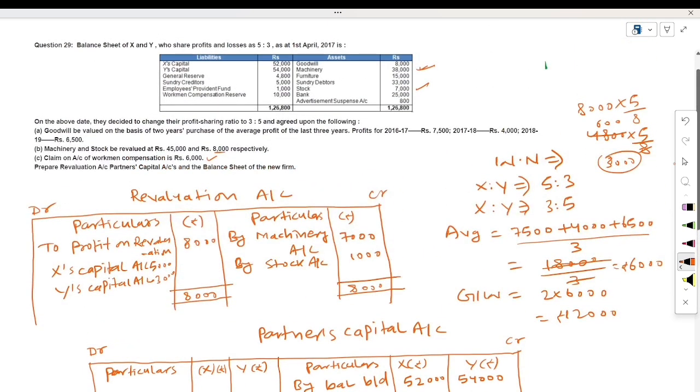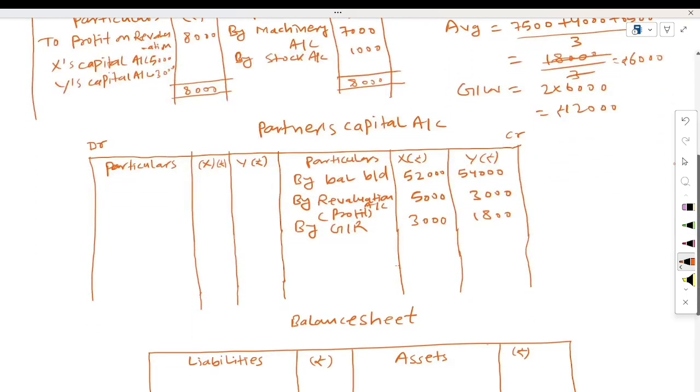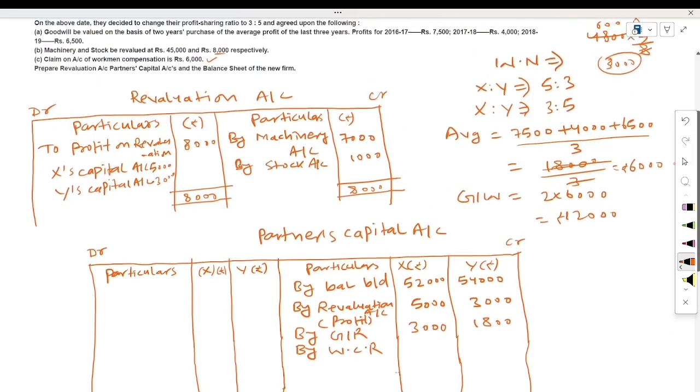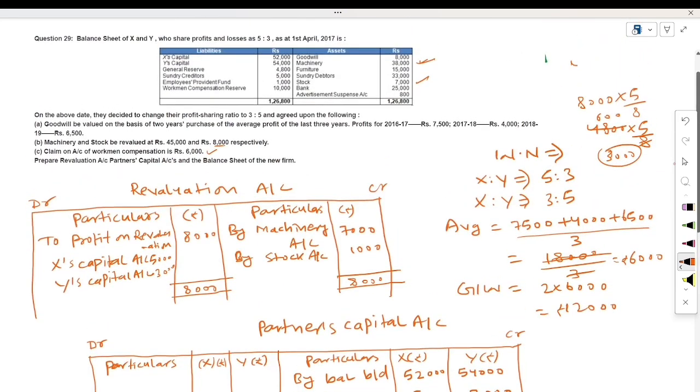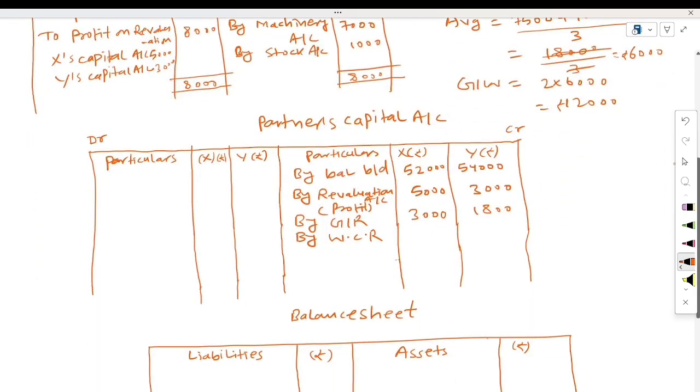Next one, workman compensation reserve was how much? 10,000. Here the claim on workman compensation is how much? 6,000. It means 4,000 amount of reserve will remain. So this amount will also be credited to the partners' capital accounts. So we will credit this one also by workman compensation reserve. How much is the amount here? 4,000. So 4,000 you will distribute in 5 upon 8, 2,500 and 1,500.